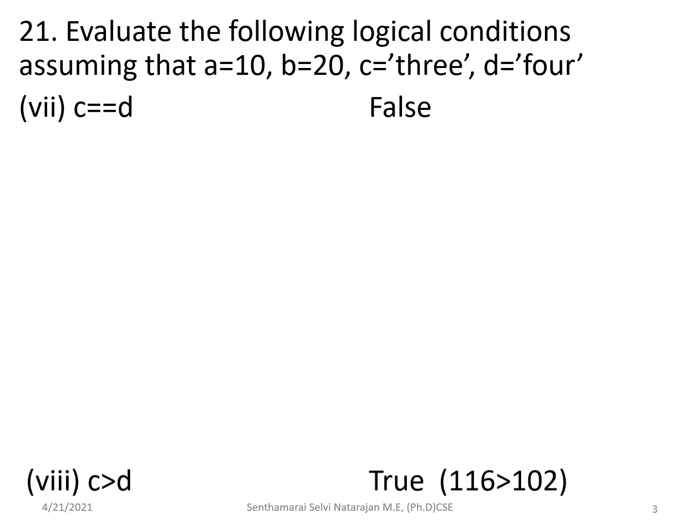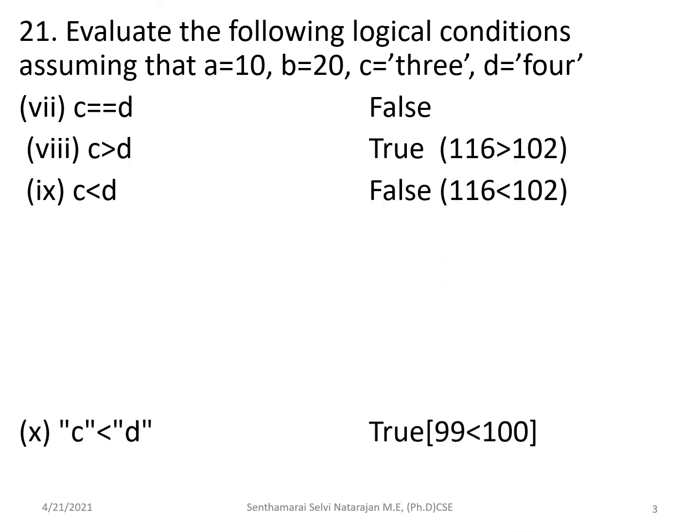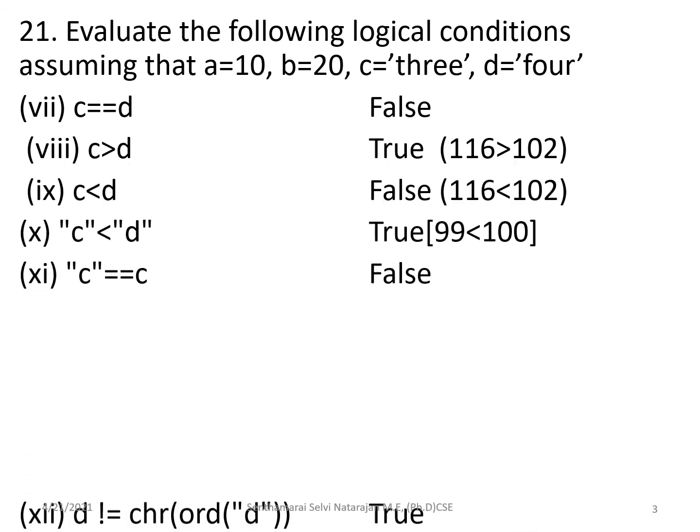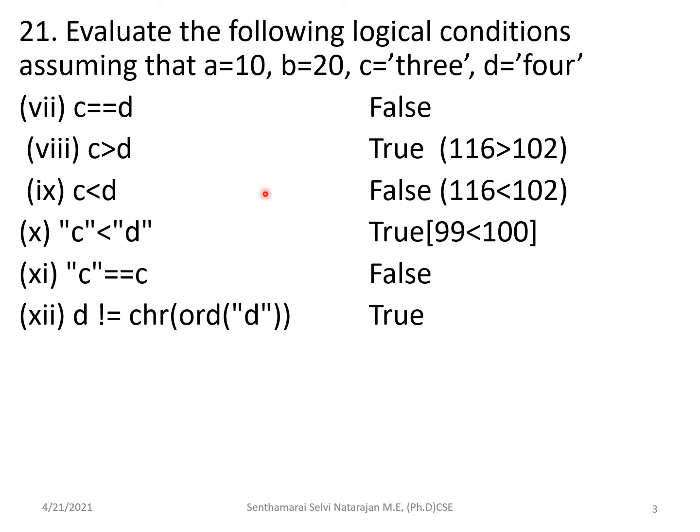With the same assumed values, here you are going to evaluate some more expressions. Here you see c is equal to d. The condition is false, since here the string is 3 and here the string is 4. Again, to check the value of c and d, you have to get the ordinal value of t and the ordinal value of f. The values are 116 and 102, so this is greater, so the condition is true. Likewise, here the condition is false.